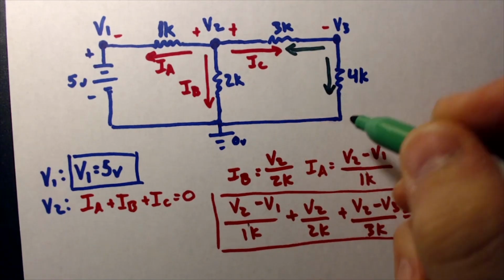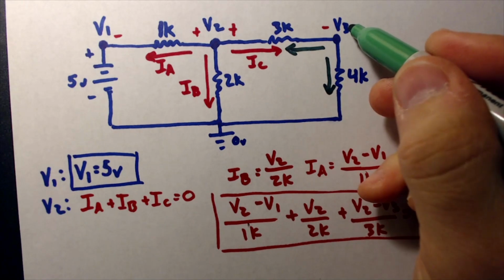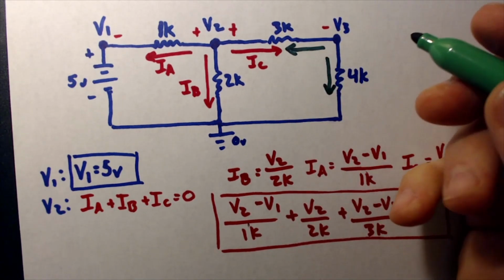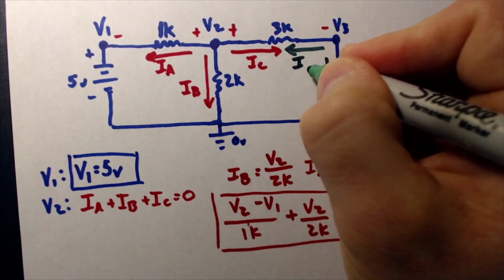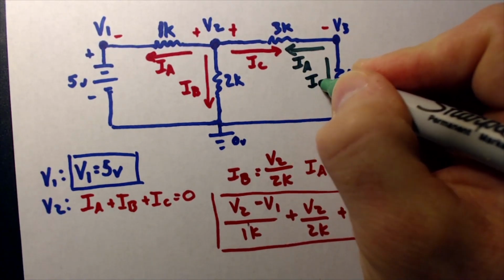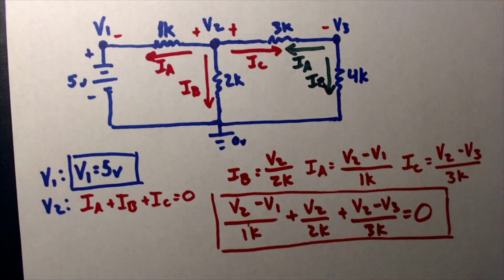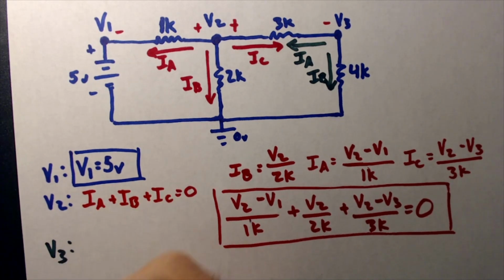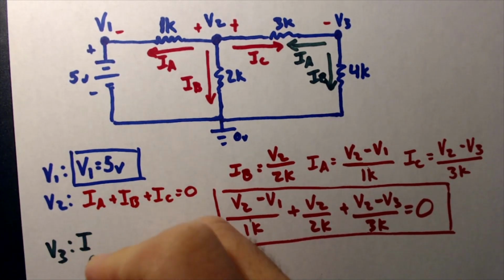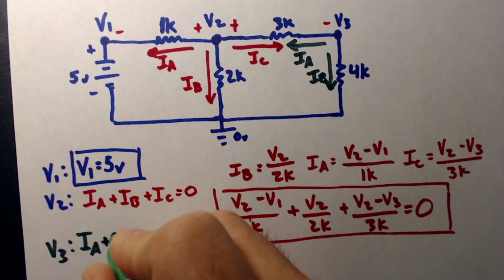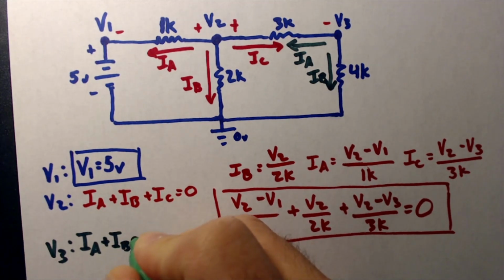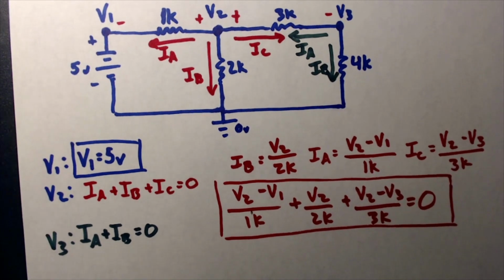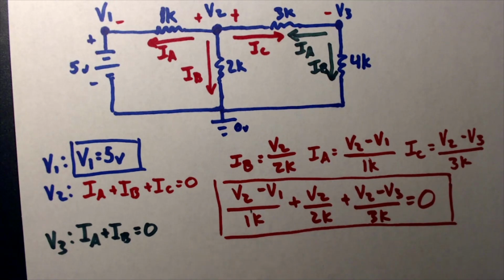I picked this one to go down because this is 0 volts. V3, I'm assuming, is higher than 0 volts, so the current goes down. And if I make them all that they're leaving and assign IA and IB, now I can go ahead and say for V3, IA plus IB equals 0. Cool. Now I need to go ahead and define my IA and IB.